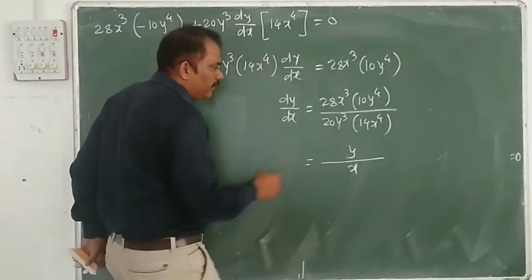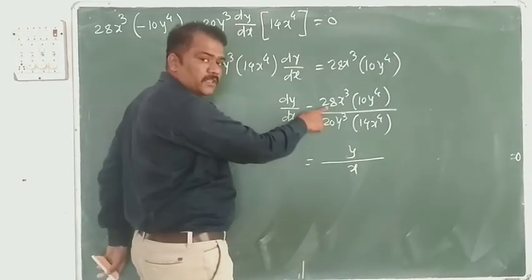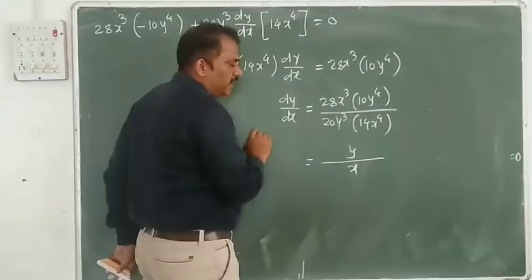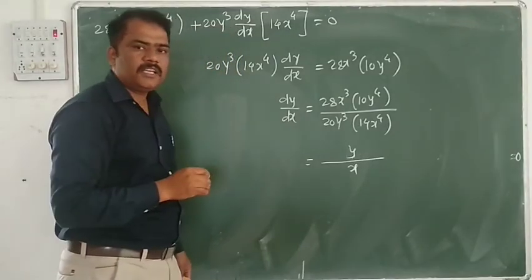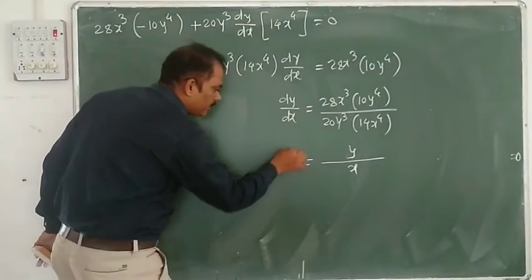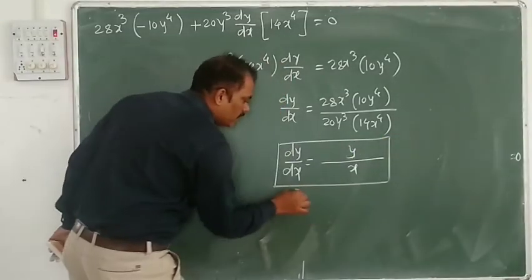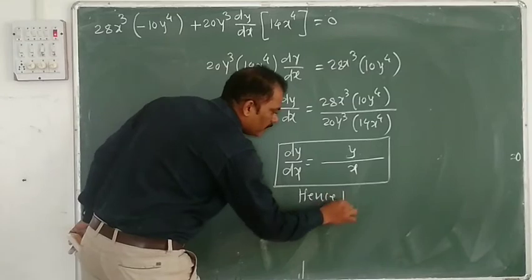Okay, now here see that 14 2s are 28, 2 into 10, 20, 20 get cancelled, so that numerical values get automatically cancelled, so that remaining would be y by x, dy by dx. Hence proved.